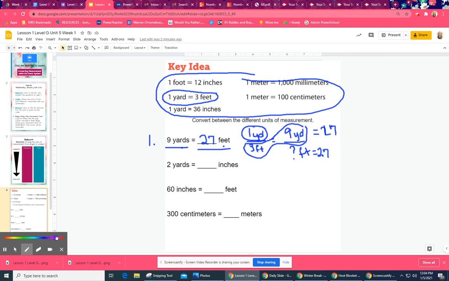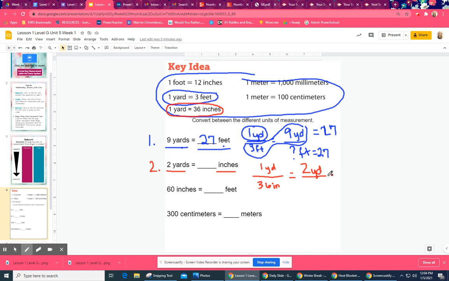Let's do 3 more. For number 2, I'm converting between yards and inches. So I need to go find the conversion for yards to inches, and it's right here. 1 yard equals 36 inches. Then plug in the information I give you, which is just 2 yards. I don't give you much.